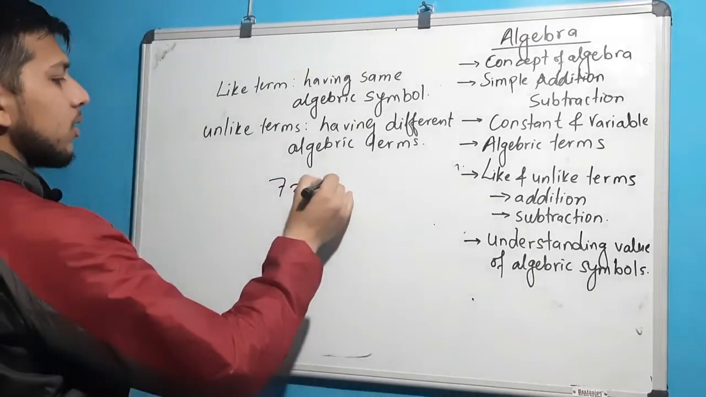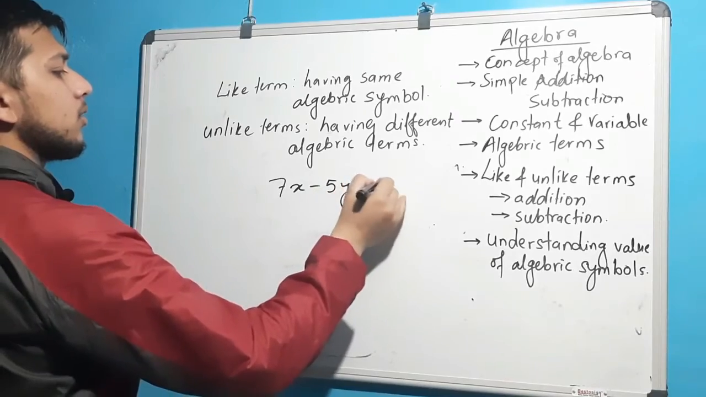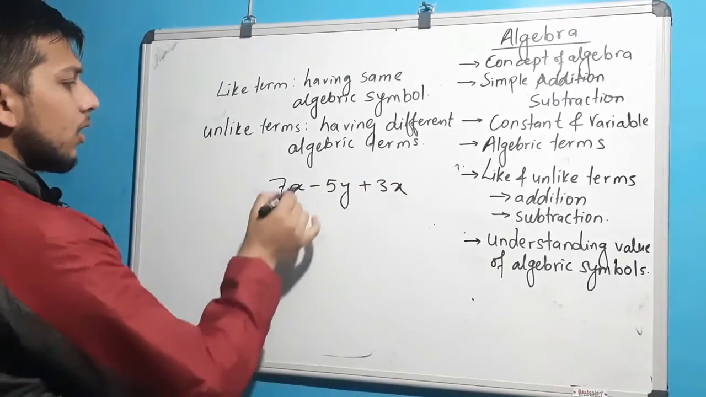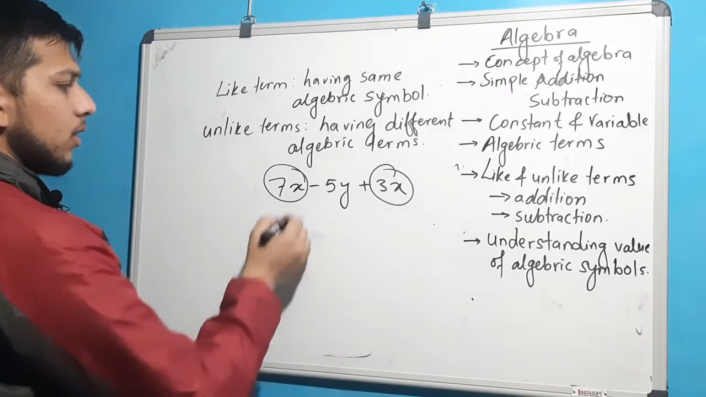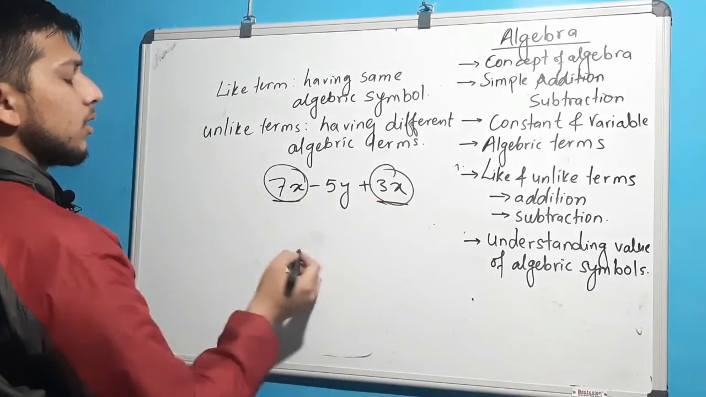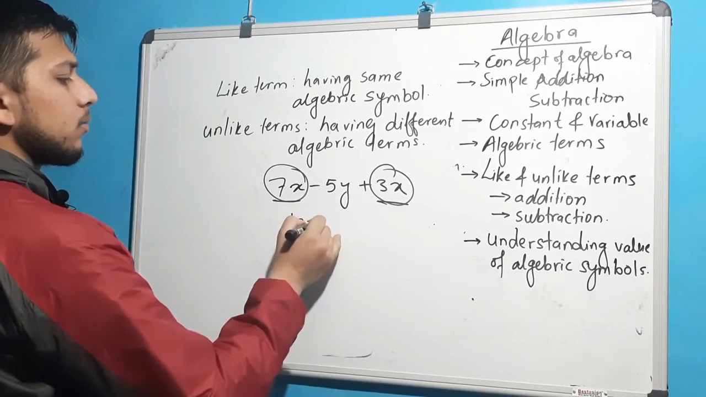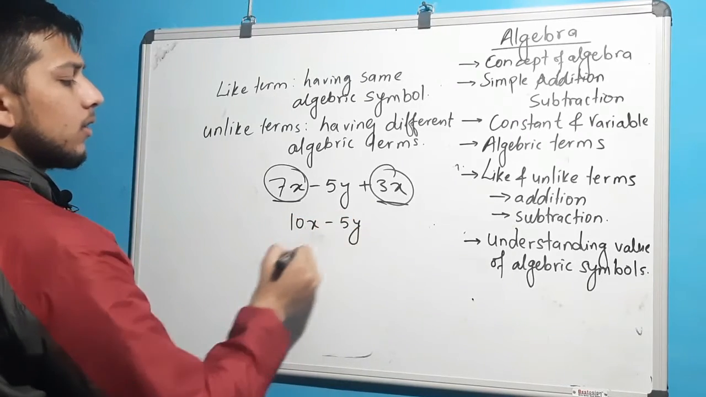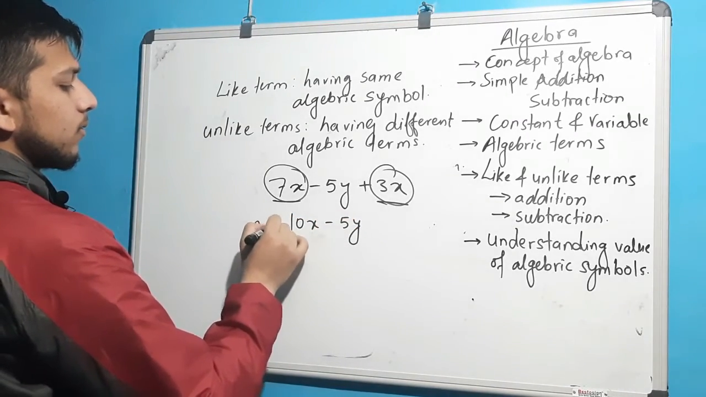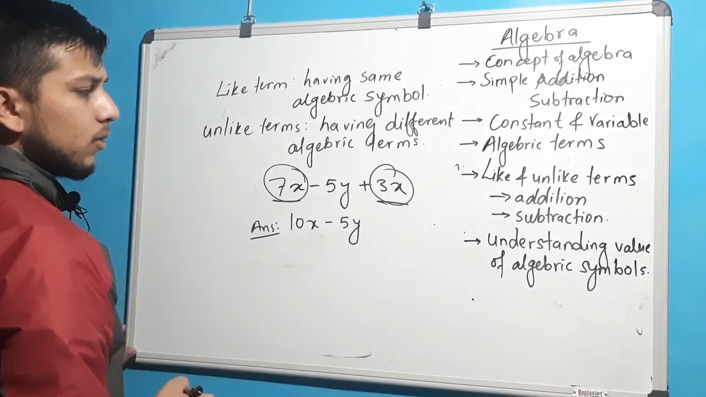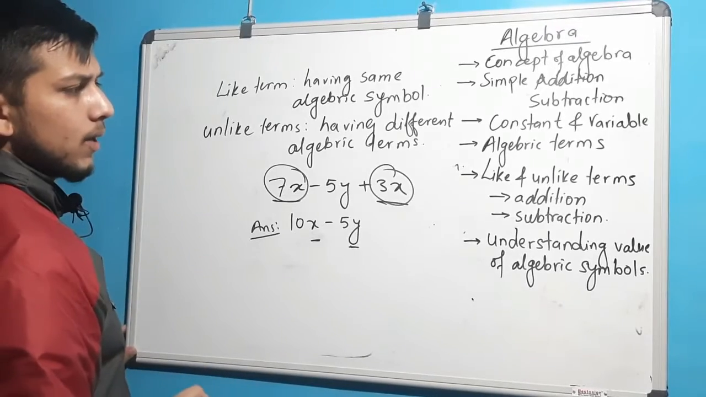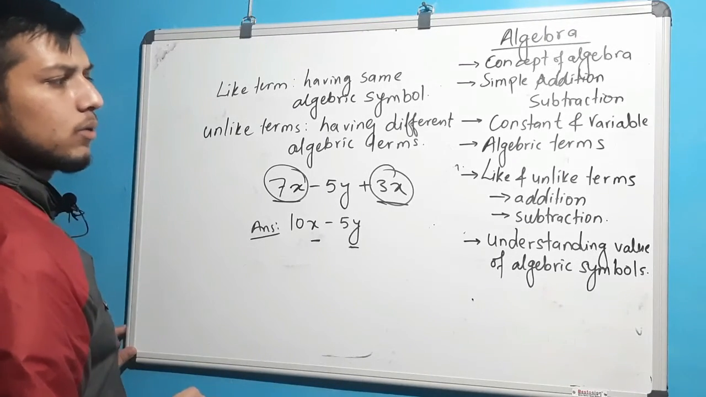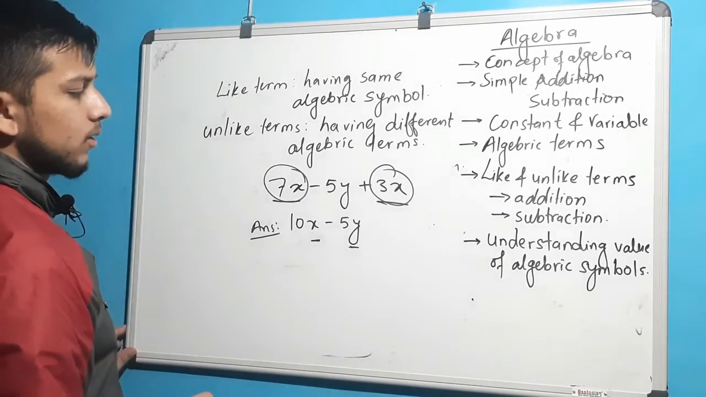7x minus 5y plus 3x. Here two are like terms. Then we can add 7x plus 3x. This is 10x minus 5y. This is our answer. We cannot add this y to x because this is unlike terms. Unlike terms, we cannot add or subtract.